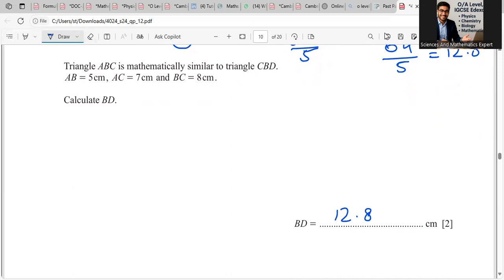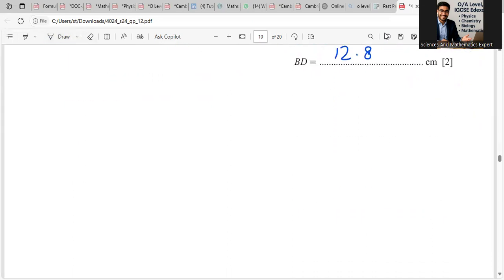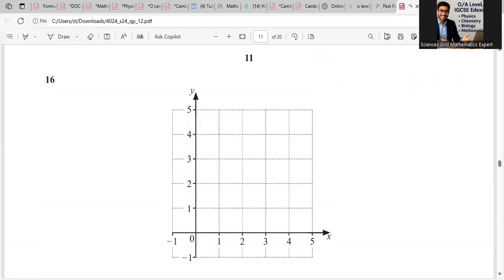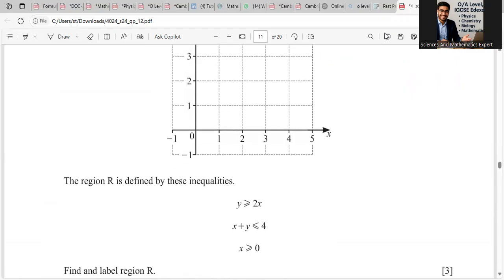Okay, now we will have to go to the next one over there. It was a similar triangles technique. Now he is saying y is greater than or equal to 2x, and x plus y is less than or equal to 4. He is saying x greater than 0, which is giving me the message that it is lying only in the first quadrant.